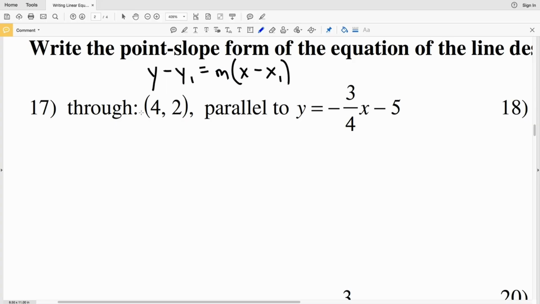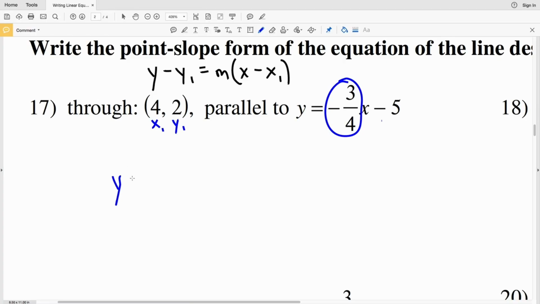In number 17, our x1 and y1 are 4 and 2, and it says that the equation we're looking for is parallel to y equals negative 3/4 x minus 5. In order for a line to be parallel to another line, they have to have the same slope. The slope of this equation, which is in the form of y equals mx plus b, is negative 3/4 x.